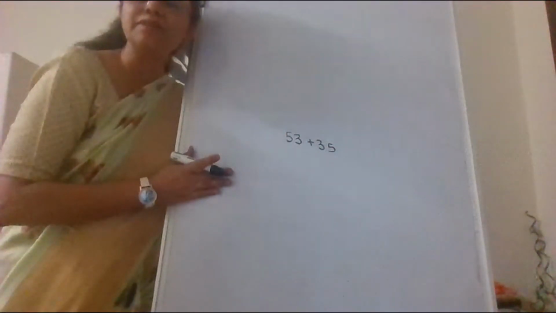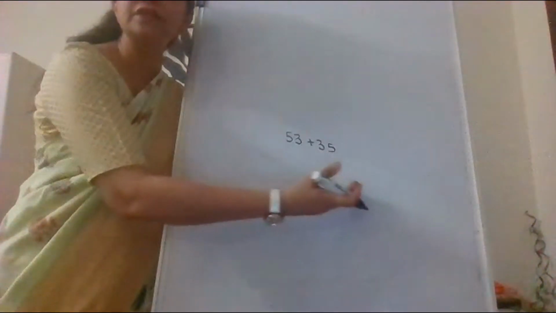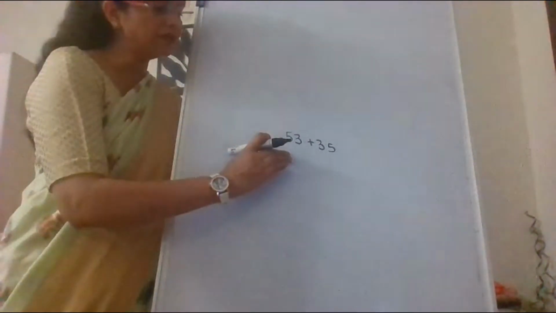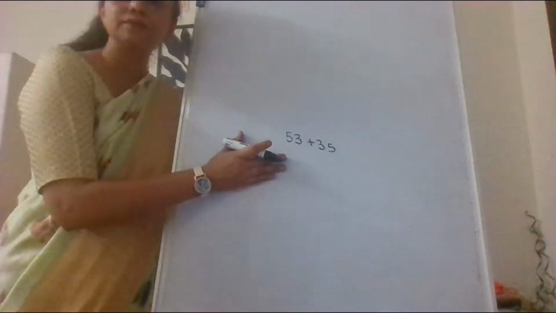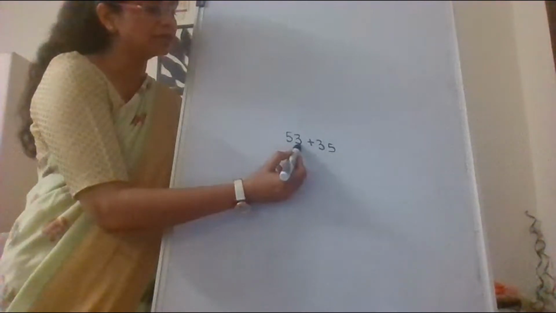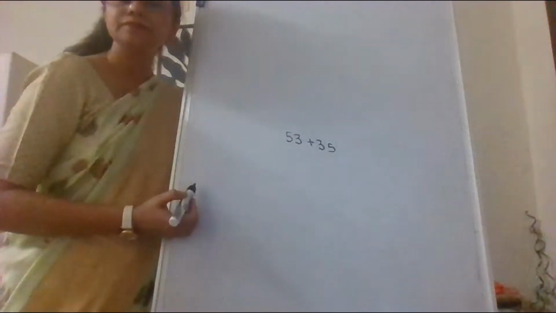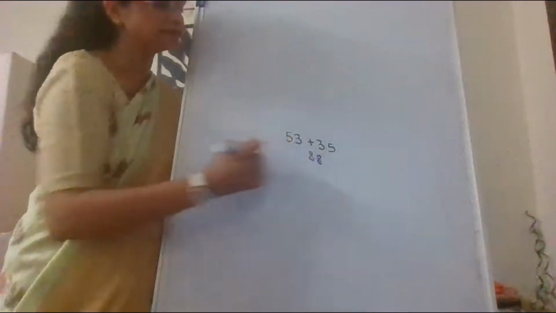So this trick is meant for those numbers only: the number and its reverse number. We will add both numbers. Now what's the trick for that? This is 5 and 3. Just add both digits. 5 plus 3 is 8. And multiply it by 11. You know the table for 11. 11 times 8 is 88, which is your answer.